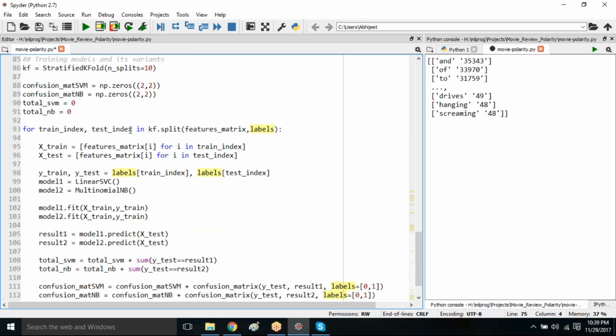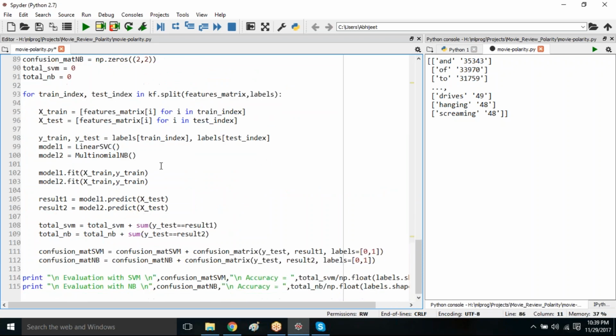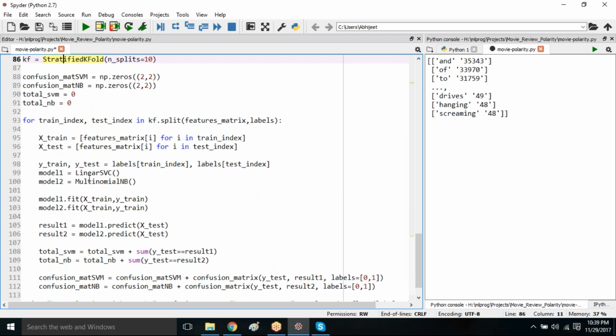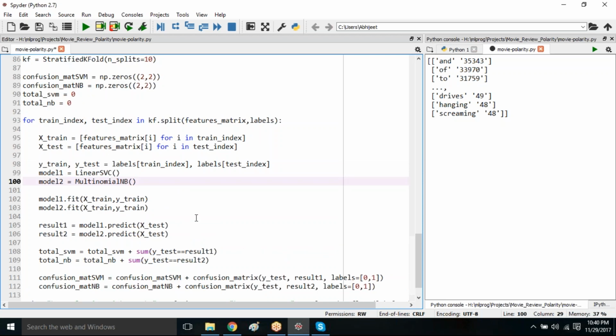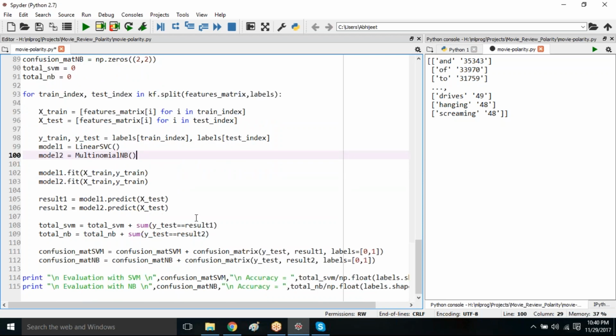And now what are we doing? We are just putting it into stratified K-fold for 90-10. We are applying SVM as model 1 and multinomial naive Bayes as model 2, and we do it for all the 10 iterations, and then you will evaluate the confusion matrix and all.